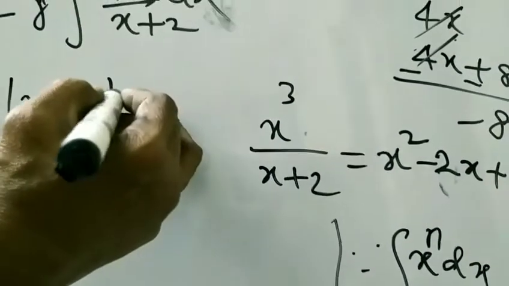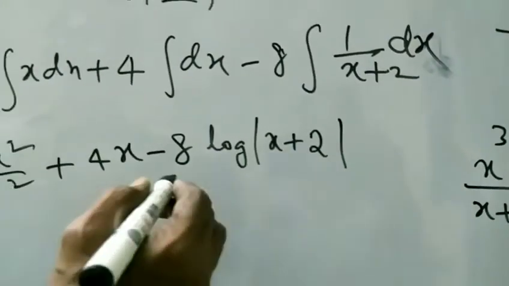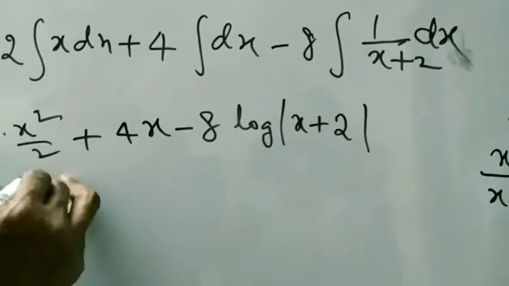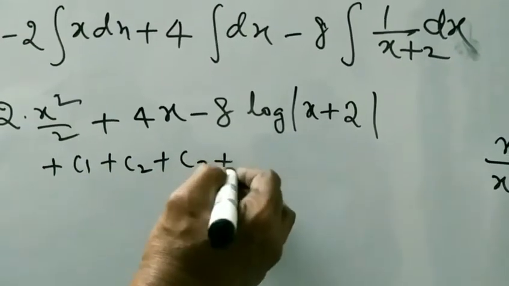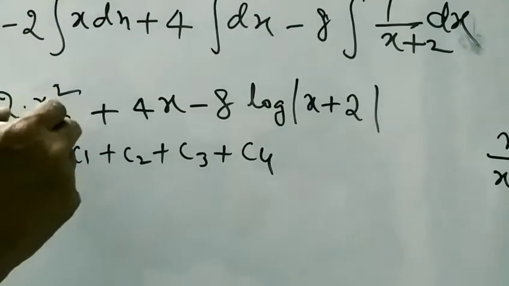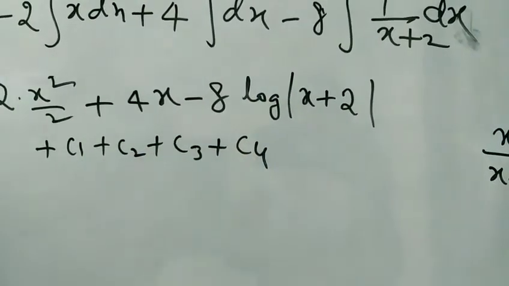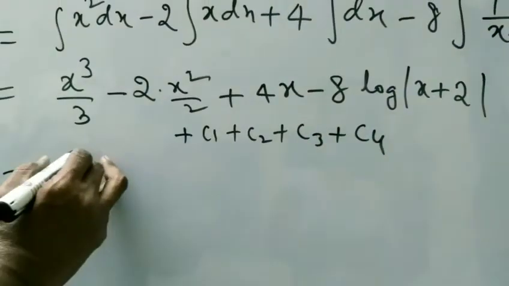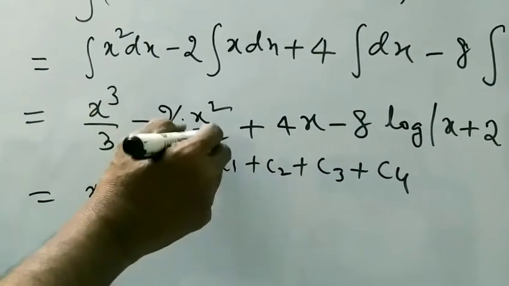So here we have to write down plus c1 plus c2 plus c3 plus c4. Here c1, c2, c3, c4. So x cube by 3. Here the numerator 2 and denominator 2 both are cancelled.